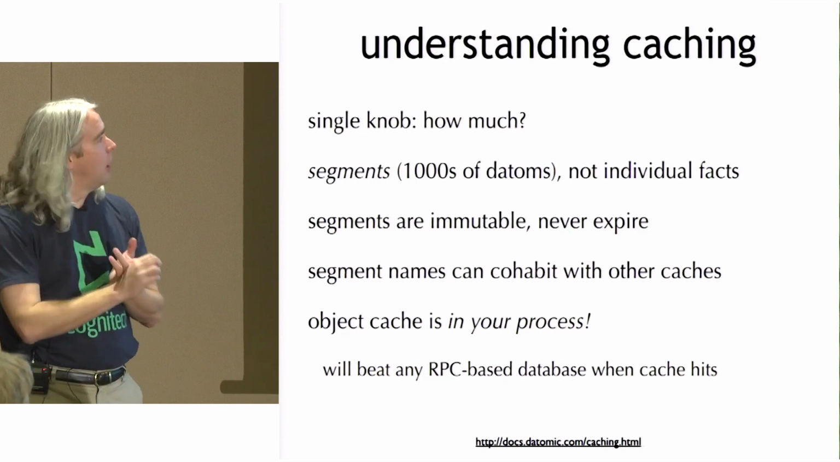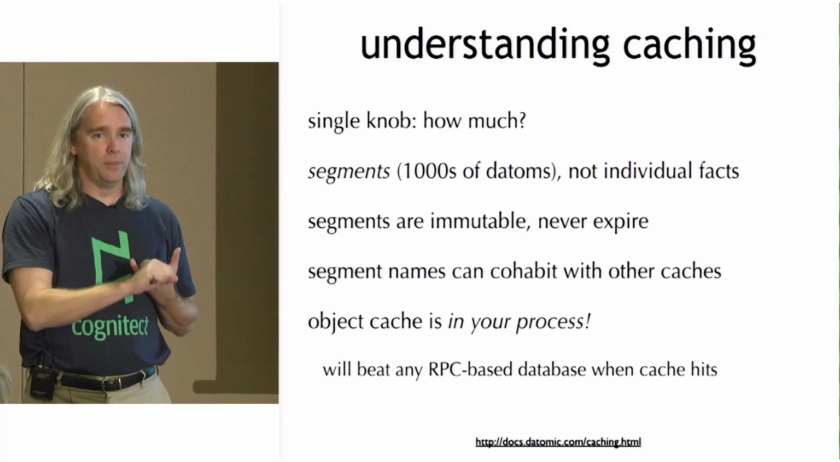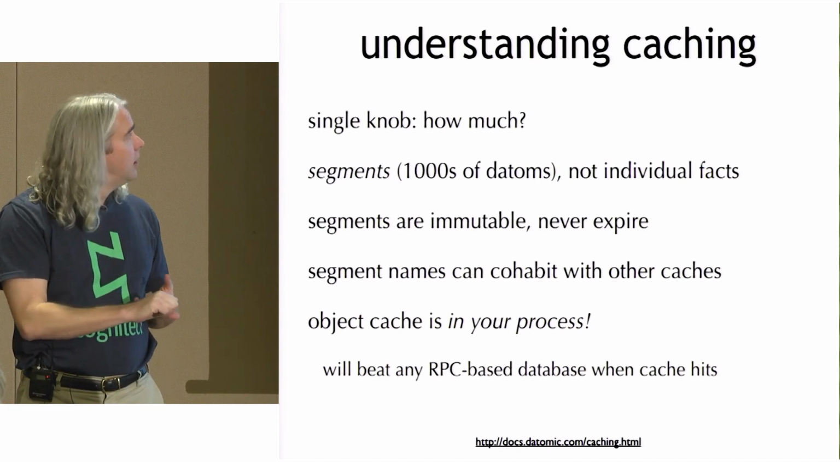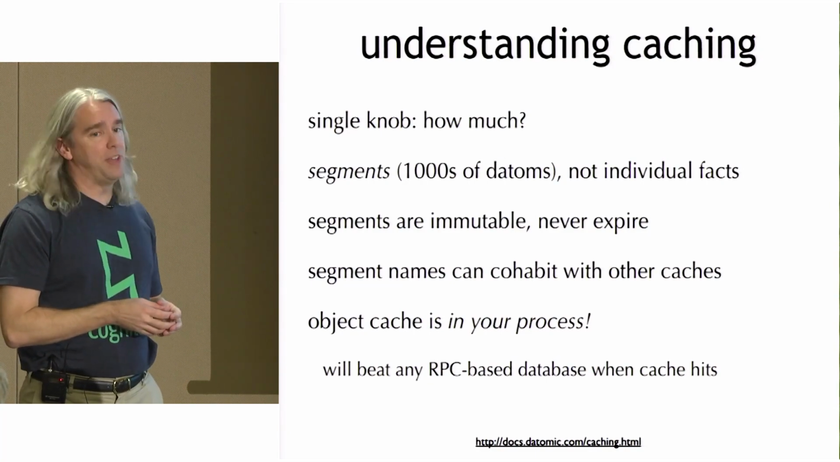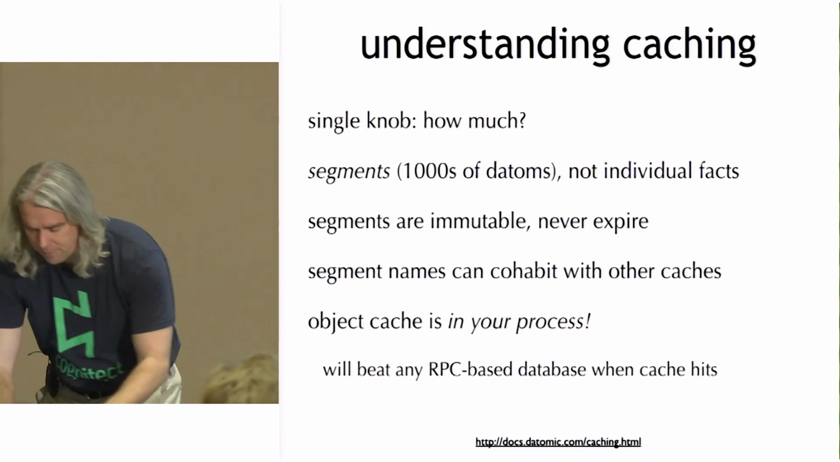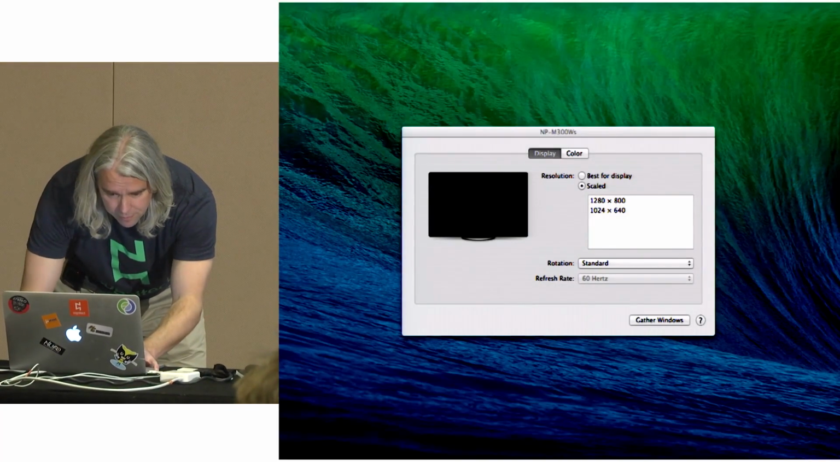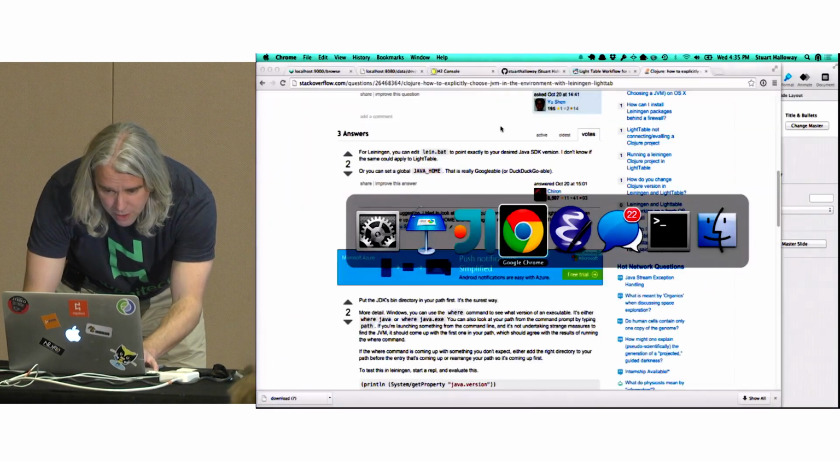The second thing you need to know is that the stuff that gets stored in Datomic, in the storage server, is not individual datums. It's chunks of datums that are 1,000 or 2,000 or 3,000 datums that are called segments. And you can see this by going and looking at your storage.